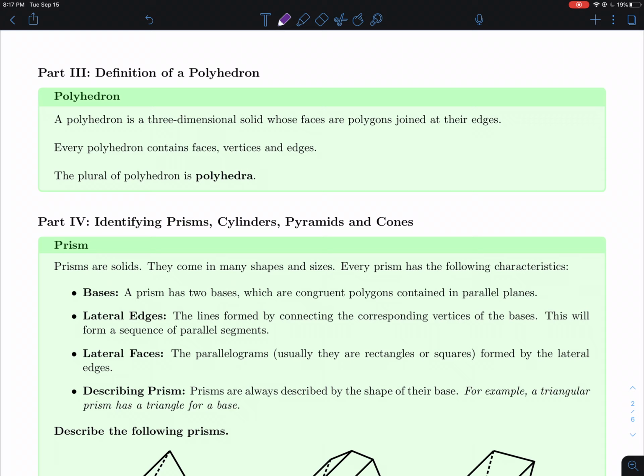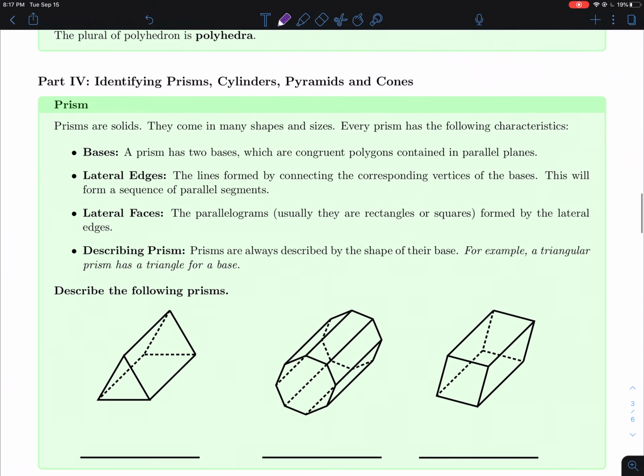So every polyhedron contains faces, vertices, and edges, and we saw that on the cube, and so that'll be true on all these other shapes. And if you have more than one polyhedron, it's called polyhedra. All right, so let's talk about some of the different shapes here. We'll start off with prisms. Prisms are solid shapes. They come in many shapes and sizes, and every prism has the following characteristics.